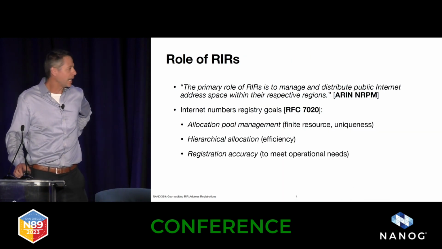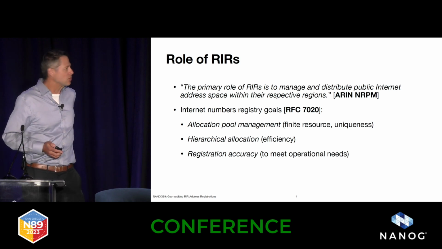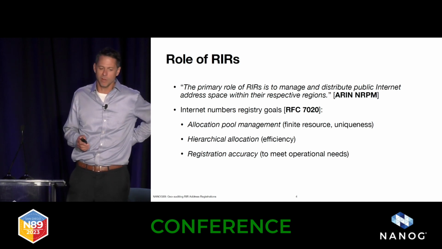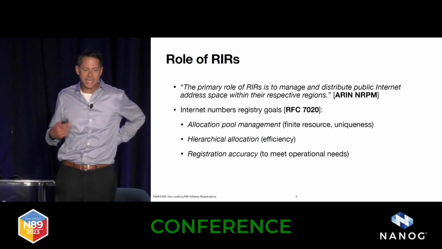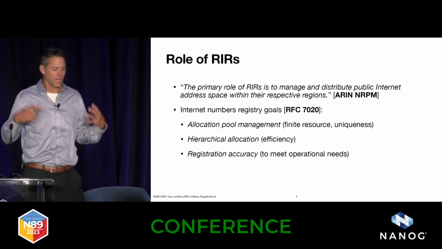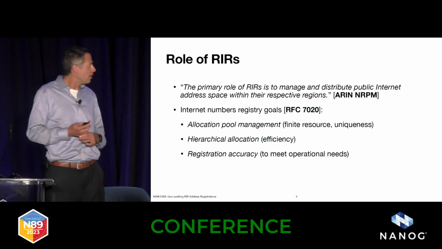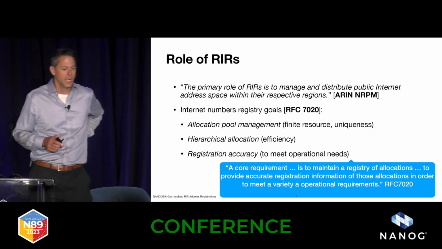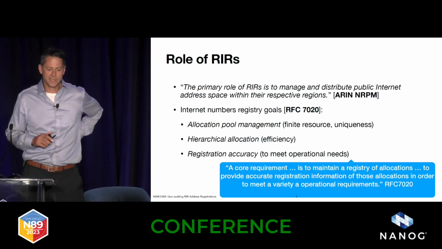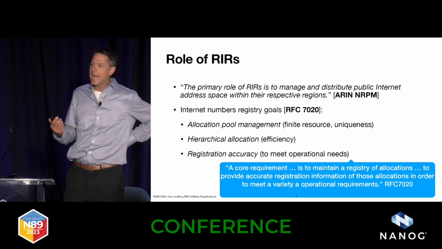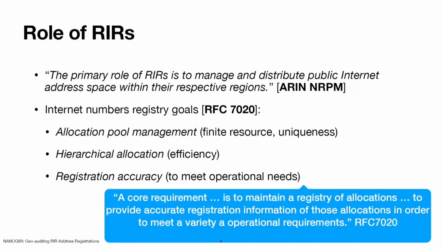I think it's interesting to look at the role of RIRs. This is taken directly from ARIN's Number Resource Policy Manual. The quote is, "The primary role of RIRs is to manage and distribute public internet address space within their respective regions." So there is this inherent notion of regional service. We can also look at RFC 7020, which talks about the explicit goals of internet number registries, and one of the things they mention has to do with accuracy. A core requirement is to maintain a registry of allocations and provide accurate registration information of those allocations in order to meet a variety of operational requirements.